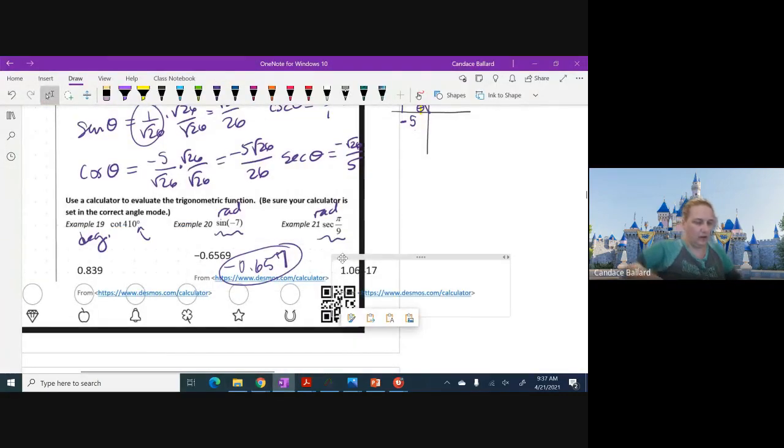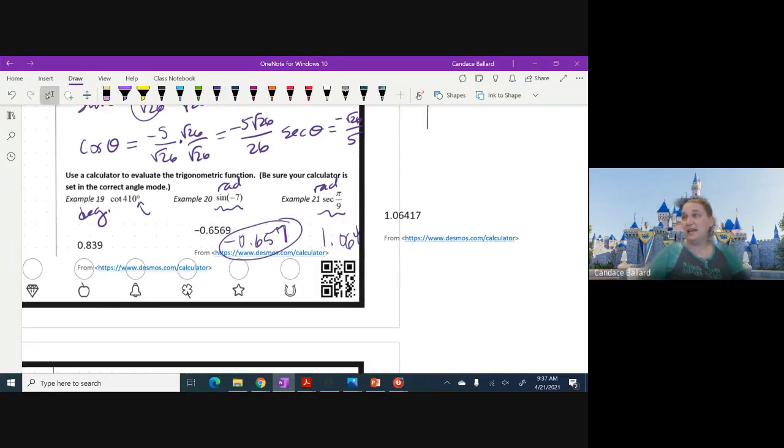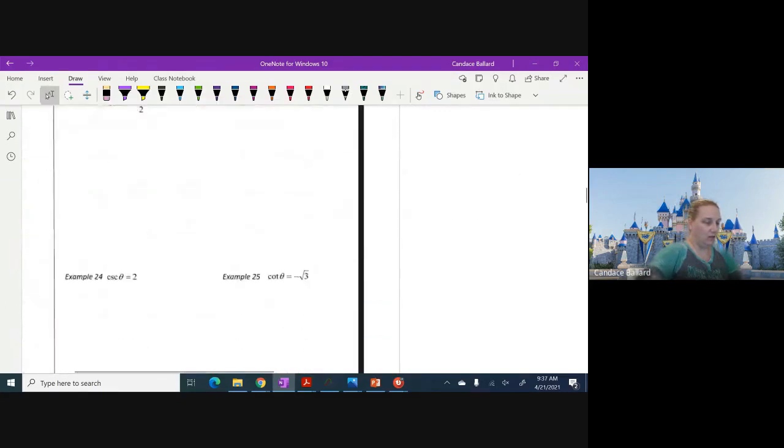So let's see. Oh, of course, I put it right where I can't read it. So, 1.064. Oh, I guess I don't have to round. Never mind, I missed the 0. All right, so easy peasy lemon squeezy. We can handle all of the calculators. We'd like all calculators on the test.